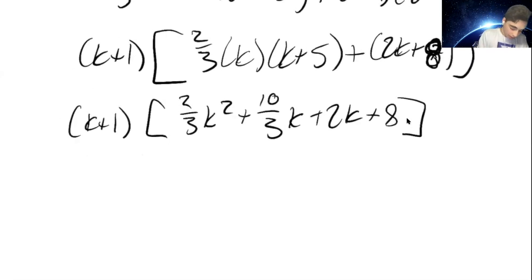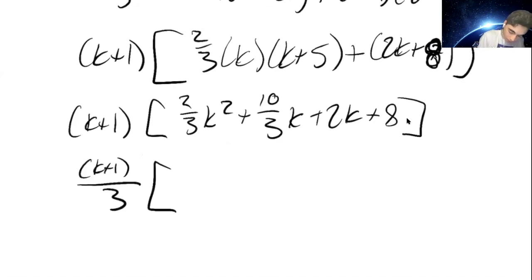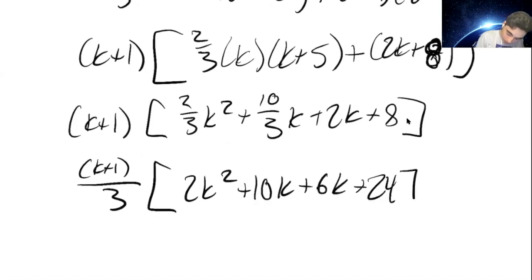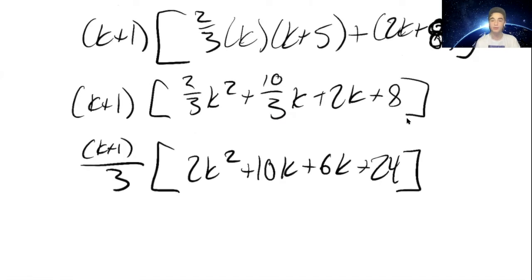So if you multiply them all by 3, you're getting rid of that denominator 3. So you'll then have k plus 1 over 3, 2k squared, plus 10k, plus 6k, plus 24, right? You're multiplying by 3 to get rid of those two denominators. But then you have to remember to multiply that 2 by 3 and that 8 by 3. If you forget that, you're not getting the answer, and you're going to be stuck.